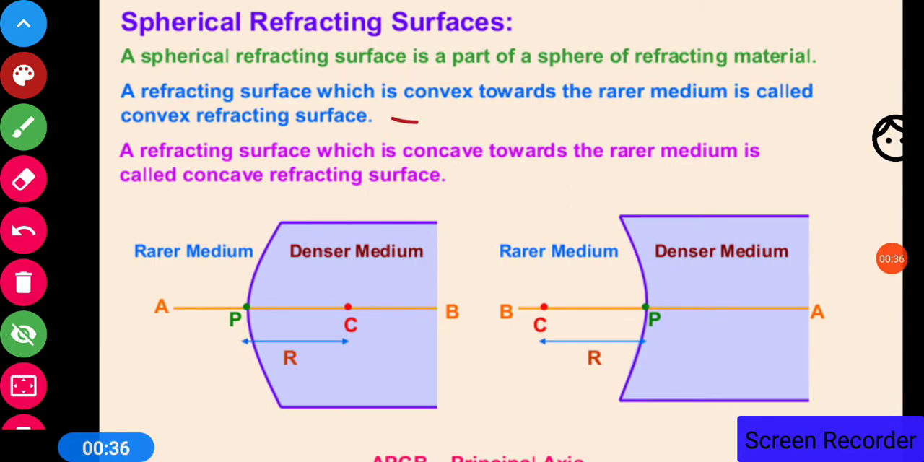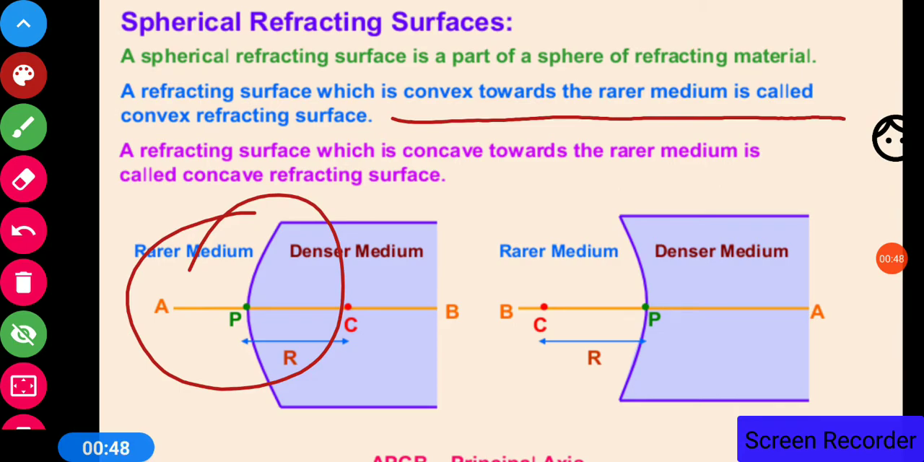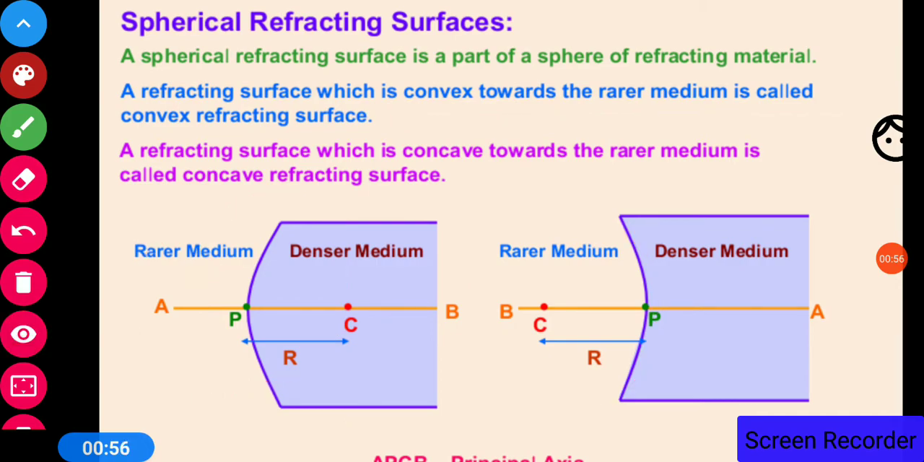A refracting surface which is convex towards the rear medium is called convex surface, and which is concave towards the rear medium is called the concave surface. So here it is convex towards the rear medium, so it is a convex surface. It is concave towards the rear medium, so it is a concave surface.